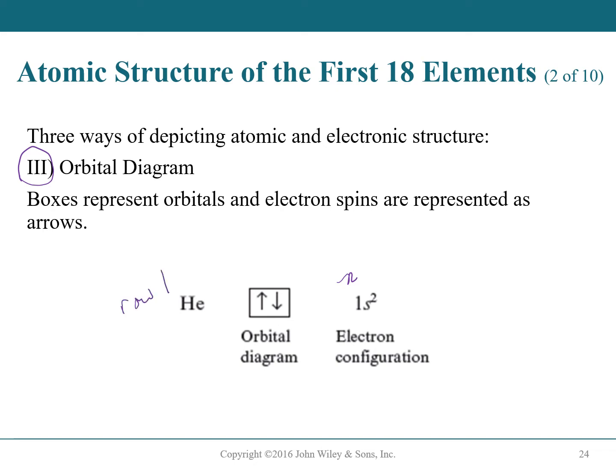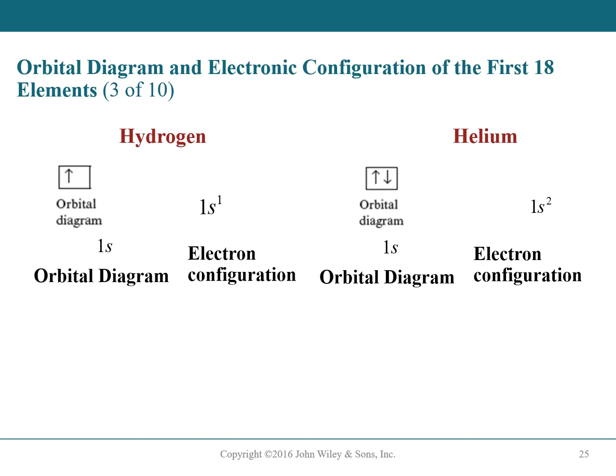If we look at the orbital, it's my s orbital. And how many electrons do I have in there? 2. So this is my electron configuration for helium. This is the orbital diagram for helium.